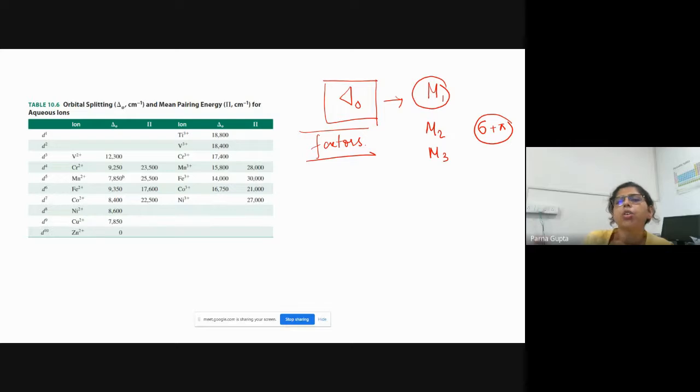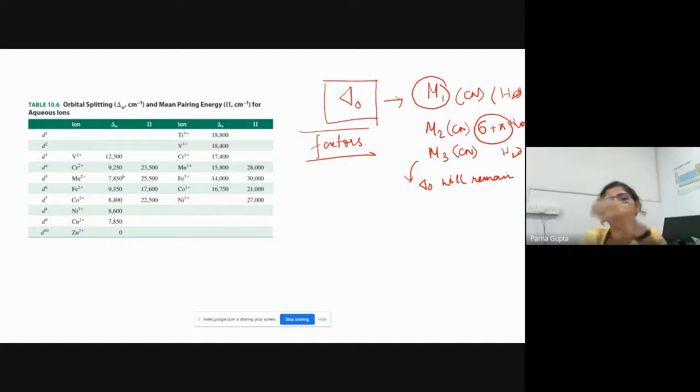So the obvious question is: if we have M1, M2, and M3, and if we have the ligand, let's say CN or water, so if we keep the ligand the same, will this gap remain the same? Will this del 0 remain the same? No. The question is a big no. So if the del 0 value does not depend only on the ligand, then what is the other factor? The metal.